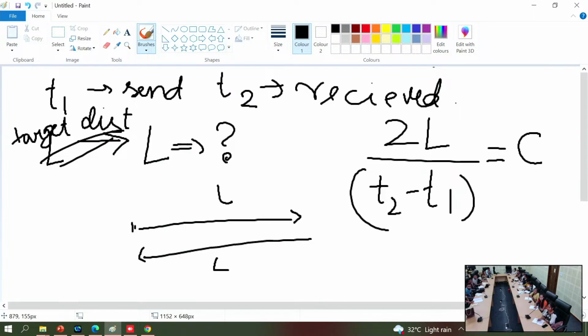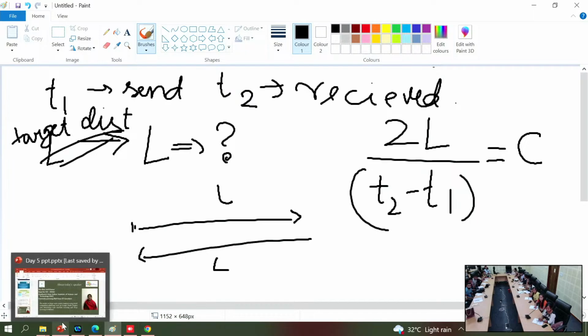So now we have the speed of light over here, and then we know the time distance, the T1 and T2 is known. From that we can calculate L, correct? Yeah. So that is how we are estimating the distance from a radar.